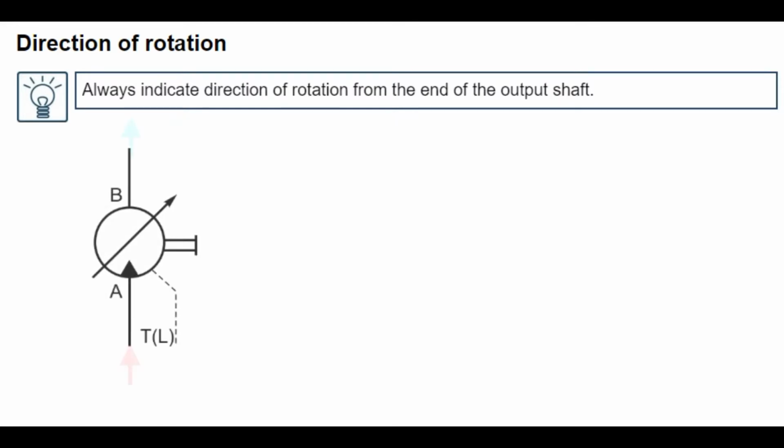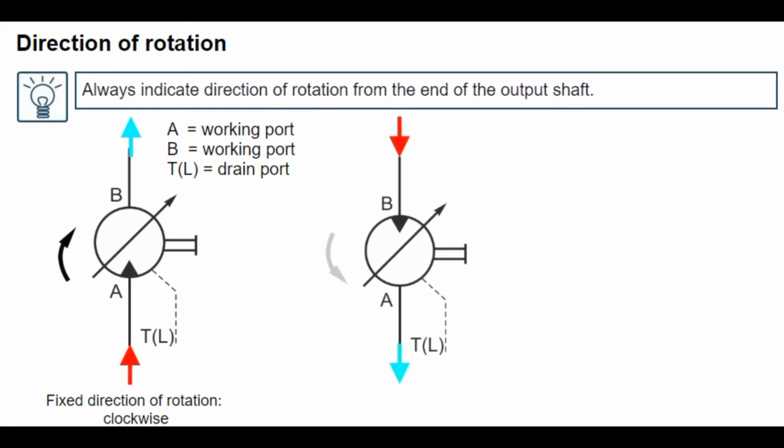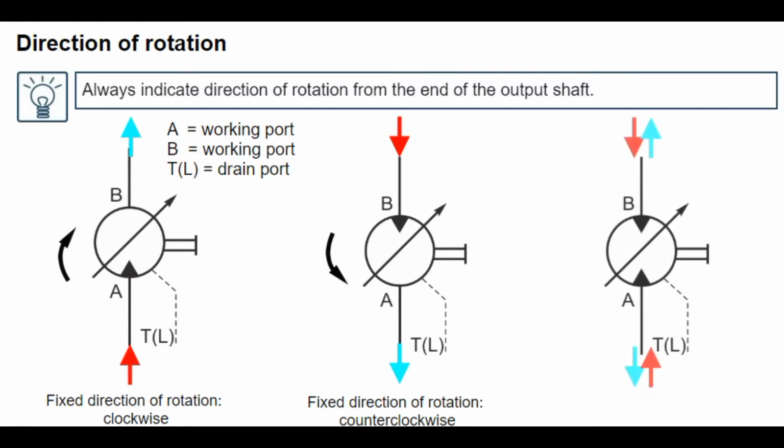The triangle in the circuit symbol indicates the flow direction. If the hydraulic fluid is supplied through port A, the output shaft in our example rotates clockwise. If the shaft should rotate counterclockwise, the hydraulic fluid has to be supplied through port B. This is only possible if the motor is designed to be reversible. The two triangles in this circuit symbol indicate that the hydraulic motor is designed for two flow directions and is reversible. Depending on the supply direction, the output shaft in this hydraulic motor rotates clockwise or counterclockwise.